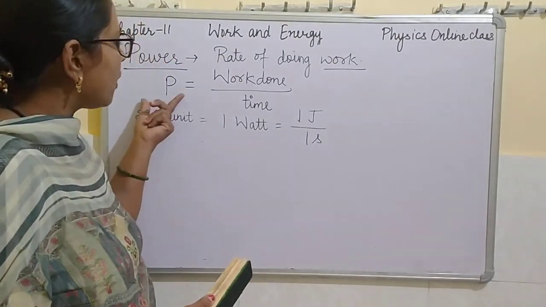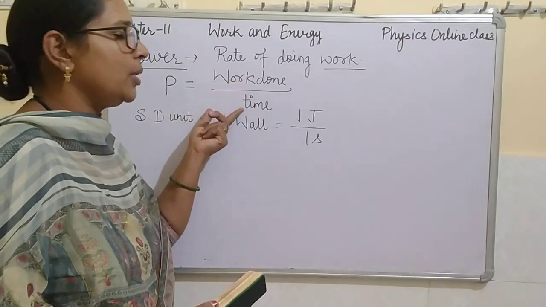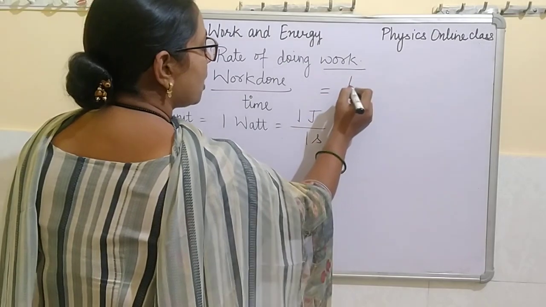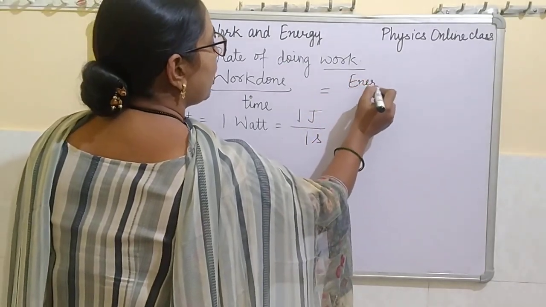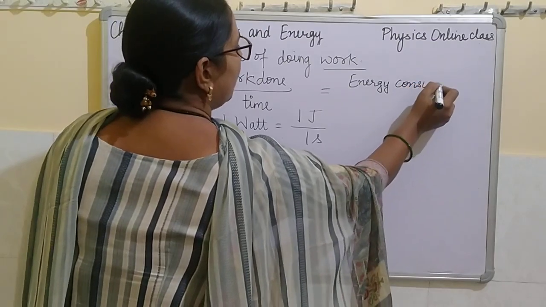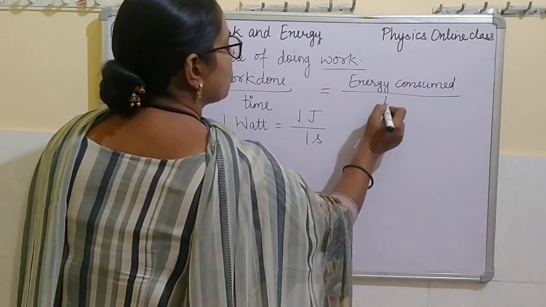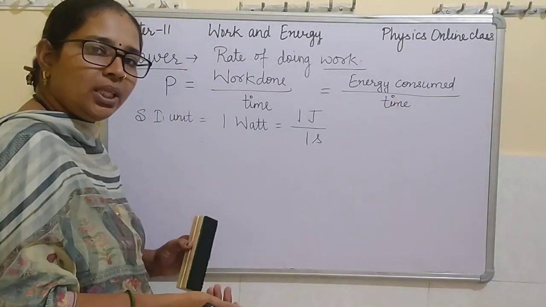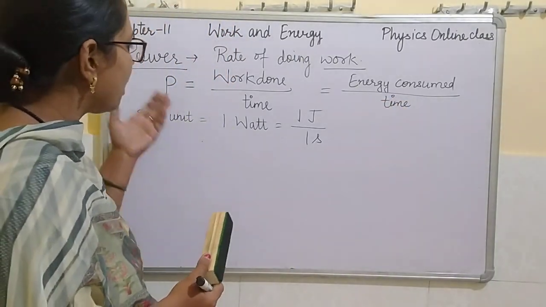The formula for power is simply work done per unit time. As we know, the work and energy both are same thing. So you can also write here energy consumed in a given time is also named as power. आपने कितना काम किया है किसी भी टाइम में वो भी पावर है.